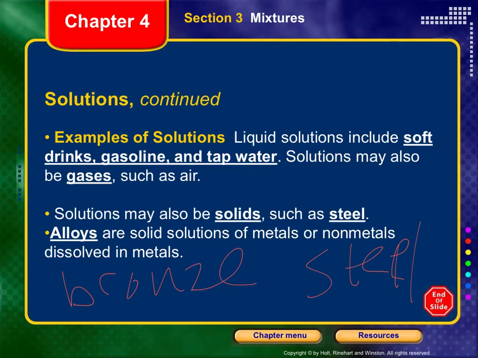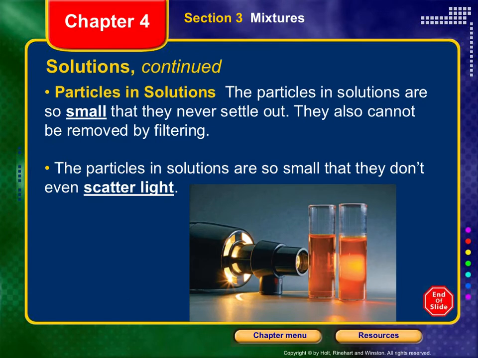So when you look at a piece of bronze, you can't tell that it's copper and tin, but it's there, right? It's so well mixed together that it appears to be one solution. That's what makes it a solution. And when you look at a solution, there's particles inside, so small that they don't settle. The word settle out means they don't settle to the bottom.